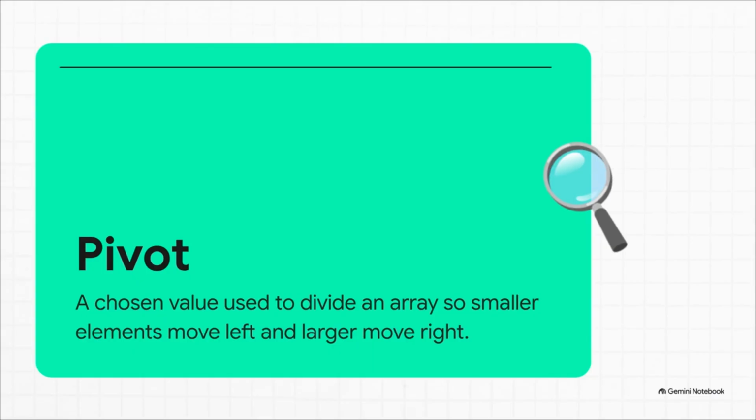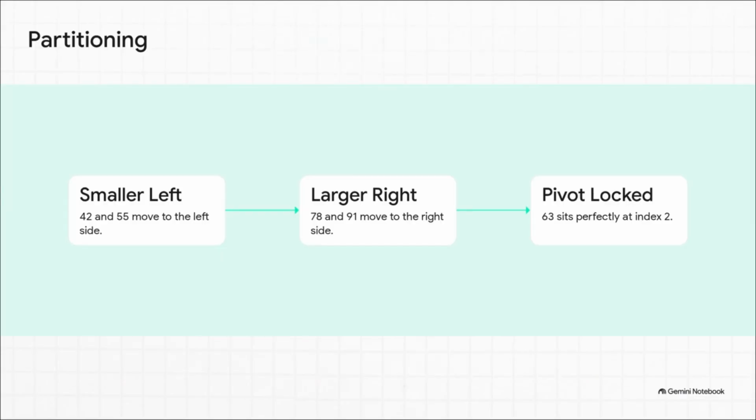To really get this power tool, we have to understand the term pivot. A pivot is simply an anchor point. It's a value we choose from our array that acts as a divider, partitioning the whole collection into 2 distinct halves. Let's see this in action using our trusty marks array.